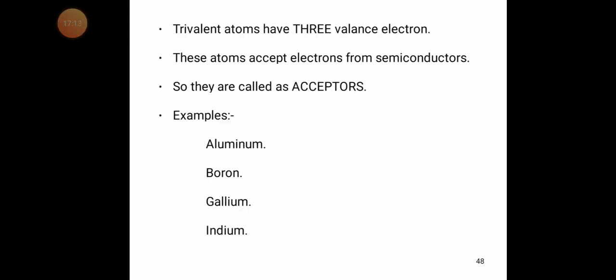We may dope the pure semiconductor by using pentavalent, that is the donor atoms, or trivalent, that is the acceptor atoms. Donor atoms will donate free electrons, and acceptor atoms will accept free electrons.